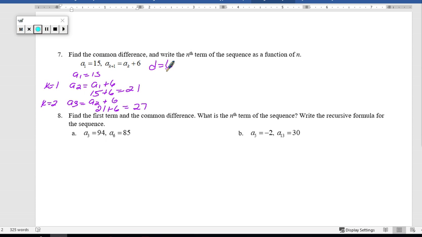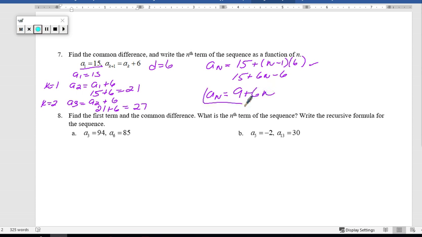In order to write a function as a sequence of n, or an explicit function here, we're looking at A sub n is equal to the first term, which we know to be 15, plus n minus 1 times 6. This is one form that is acceptable. You can continue on to distribute, and our final answer here would be A sub n is equal to 9 plus 6n. For me, I find both forms okay. I would go ahead and ask your particular pre-cal teacher which form they want to see that in.